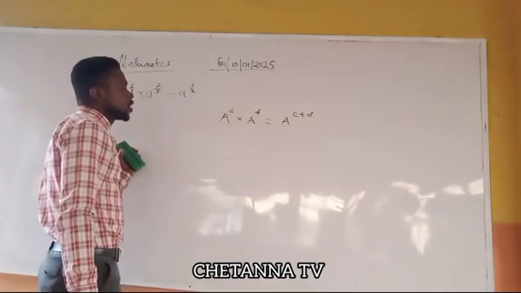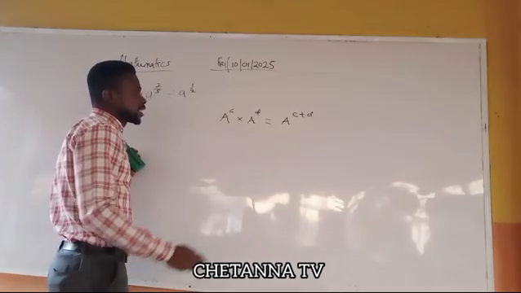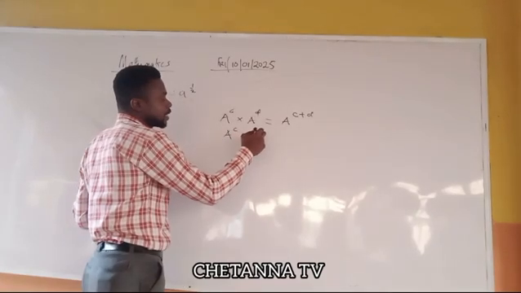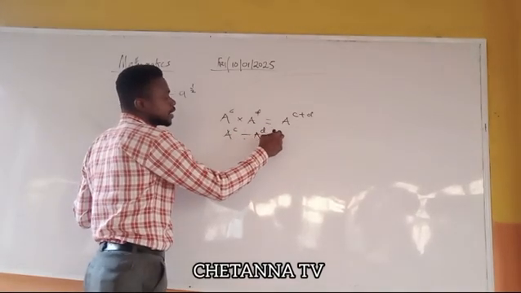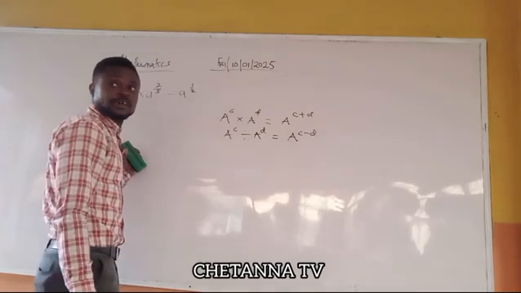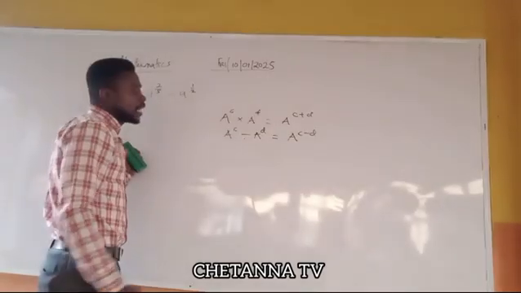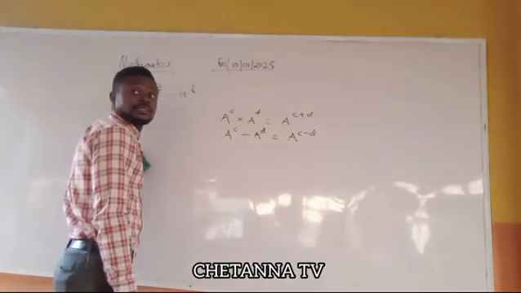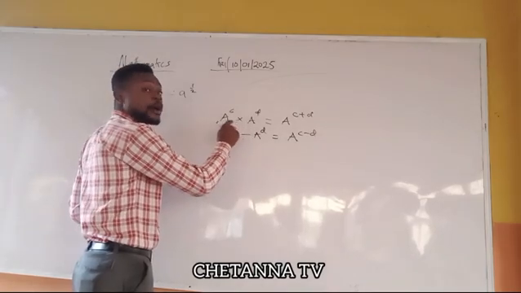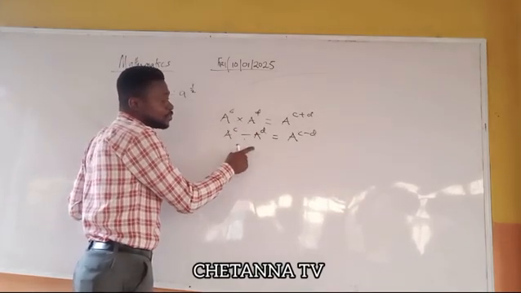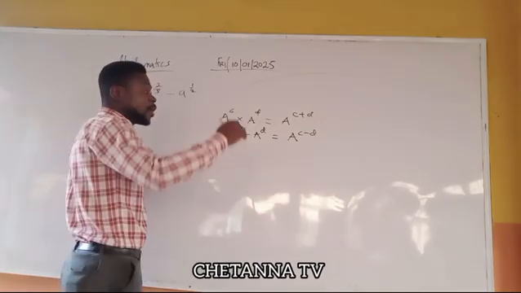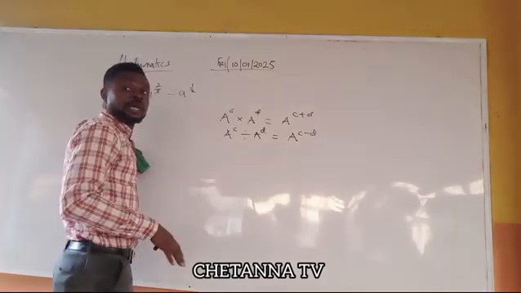Good. And there's also a law of indices that says that a raised to power c divided by a raised to power d is equal to a raised to power c minus d. Have you come across it? This one also exists. If two numbers are raised to power, they have different powers. If you divide them, you pick one of the numbers and subtract the powers.